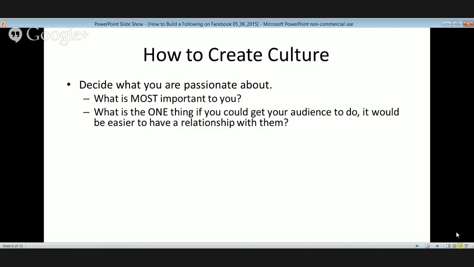Now, they may be passionate about health, that may be what their business is, but they want their business to succeed. If you can wrap your brain around that, what is the one thing that if you could get your audience to do it? Maybe it's that if you could get your audience to be eating clean, it would obviously be easier to have a relationship with them, right? If that's the thing that you're super passionate about.